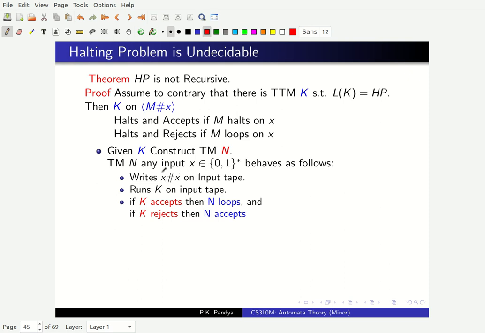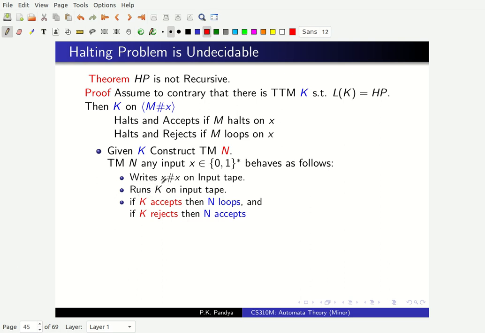After this string appears on the tape, you fire the Turing machine K on the tape. So you make exactly the same moves as K. So this TM K that we assumed exists will now actually work and do some finitely many steps. Now K is a total Turing machine. So on this string it will either accept or reject. It cannot loop because it's a total Turing machine. So K will either accept or it will reject.